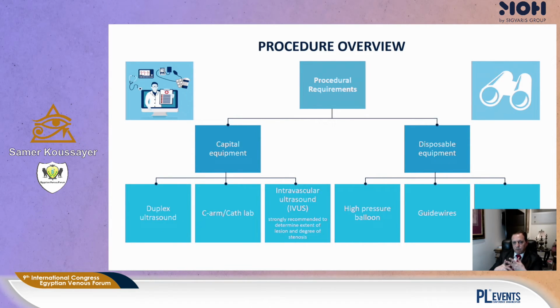Disposable equipment, of course, like a high pressure balloon, because we are working in the venous system, different from the arterial system, so you need a high pressure balloon to break the fibrosis, guide wires, and the sheath.